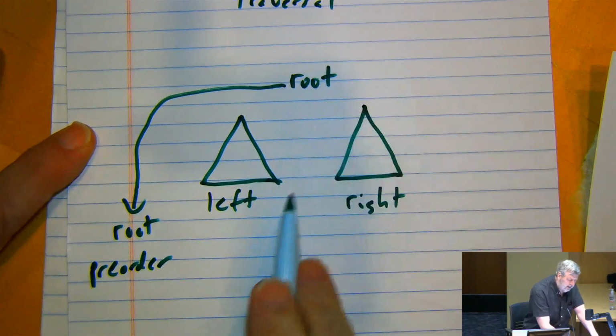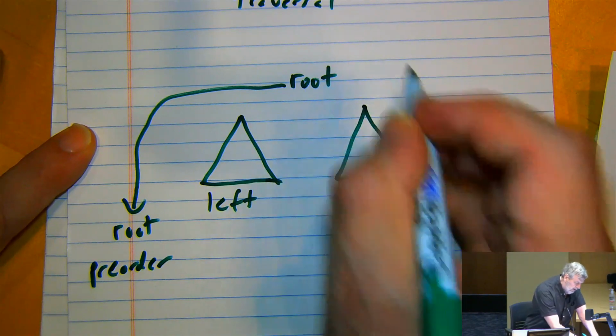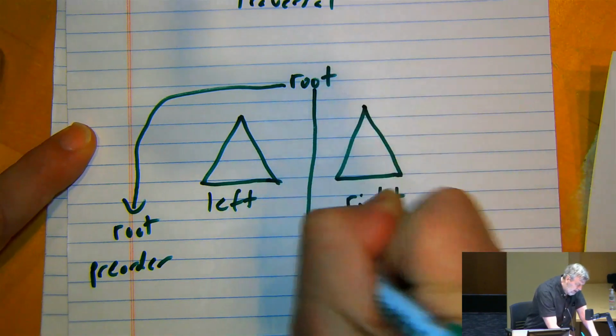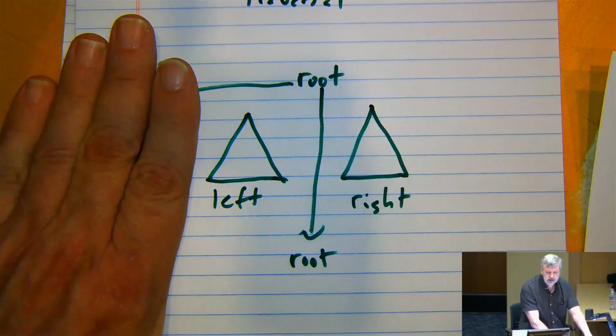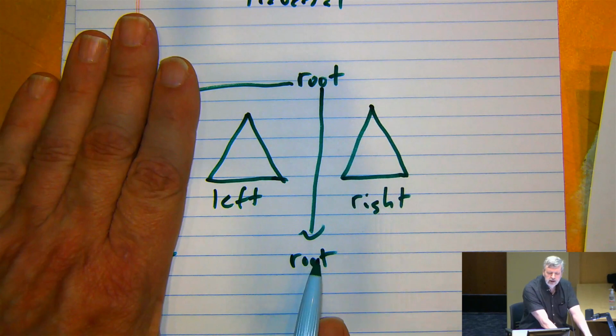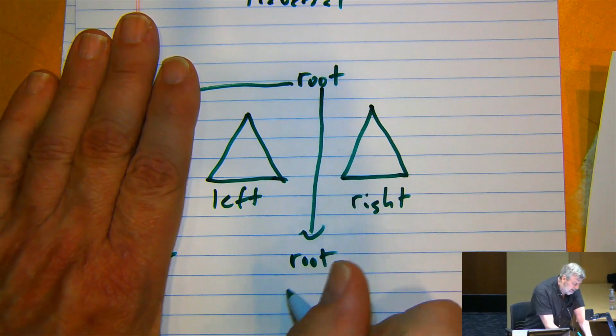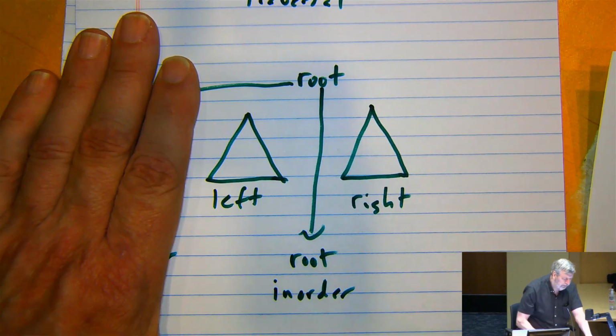Another possibility is that we process the root in between these 2. So another way to go would be to kind of have the root processed here. So instead of processing it first, we do left, root, right, so that we process the root in the middle relative to the left and the right. That's another possibility, and we refer to that as an inorder traversal.